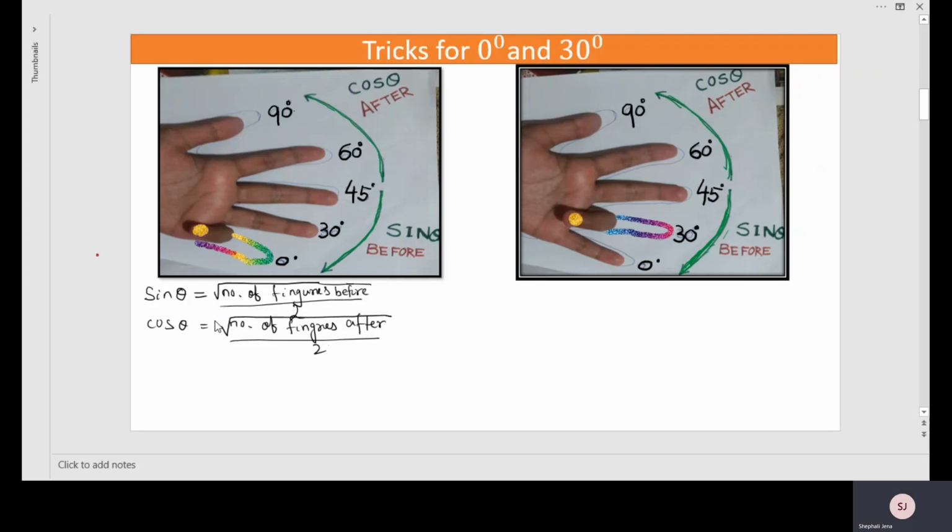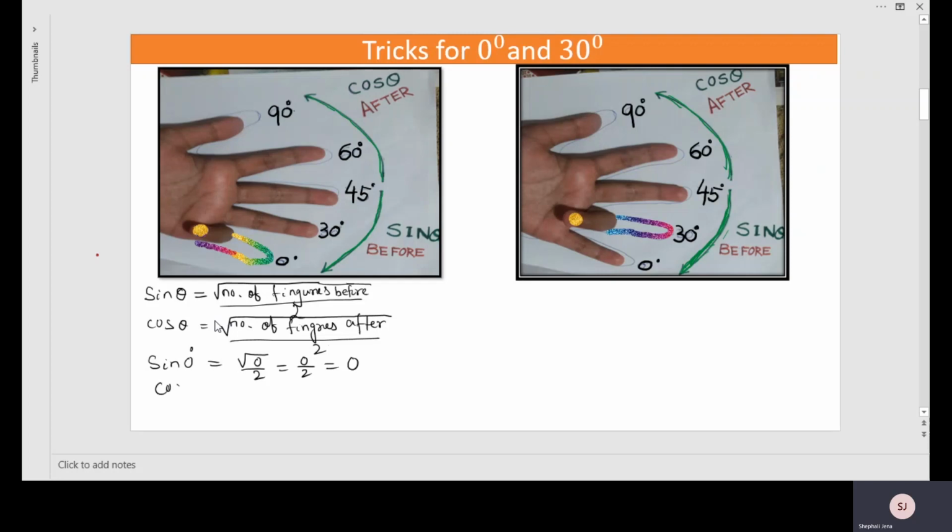So now sine theta, sine 0. You take the little finger and fold it. Then you see this is 0 degree. So sine 0 degree, how much? Sine 0 degree is before the little finger. How many fingers are there? 0 fingers. So square root of 0 divided by 2, so 0 divided by 2, 0.